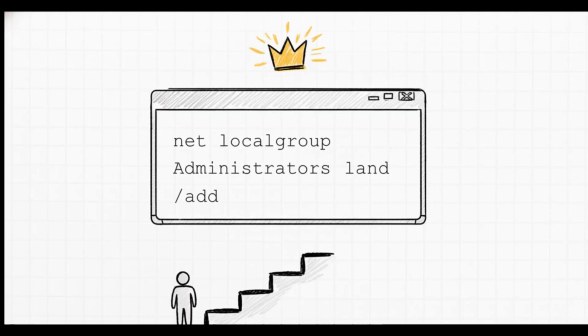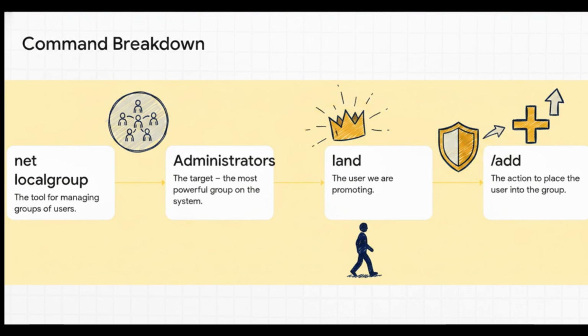And here it is, the grand finale, the last command. It looks just as simple as the others, doesn't it? But the impact of this one line is absolutely massive. This is what elevates our brand new user from a regular person to the king of the castle. So, what's happening here? Well, first we're using a different tool, net localgroup. This is for managing groups, not just single users. And which group are we targeting? The administrators group. Yep, the most powerful club on the entire computer. We tell it to take our user, Land, and with that little /add, we just made them a member.